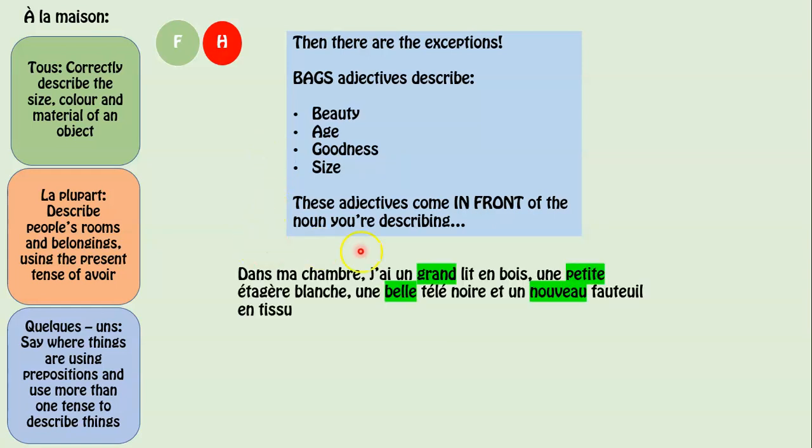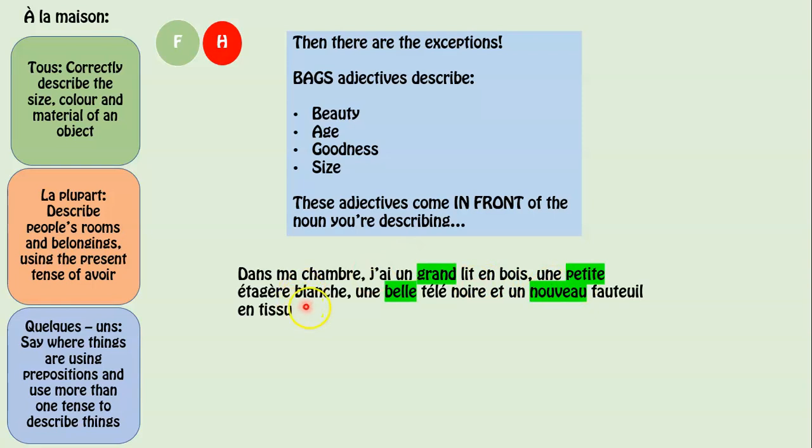So, dans ma chambre, j'ai un grand lit en bois, une petite étagère blanche, une belle télé noire, un nouveau fauteuil en tissu. Okay, so grand describes the size. If you look at BAGS there, size is one of those, and it comes before the noun, un grand lit. Then en bois, so what it's made of, another description, another adjective if you like, is after the noun.